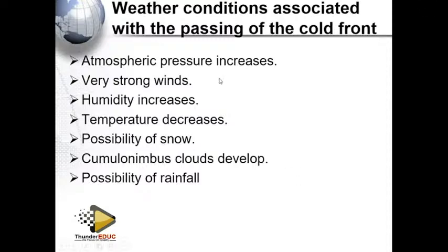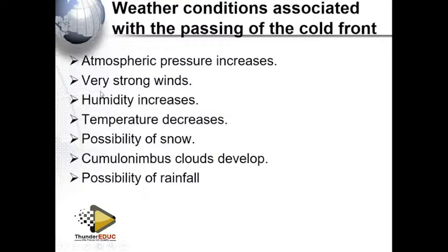For example, atmospheric pressure increases. Why is it increasing? It is increasing because the cold front is passing. Remember, we said behind the cold front is cold air. That means as the cold front passes, the cold air is following. That cold air is going to occupy the area, and that will result in the increasing of the pressure. Pressure is increasing because the air is cold. As it is descending onto the Earth's surface, it will exert more pressure onto the Earth's surface.